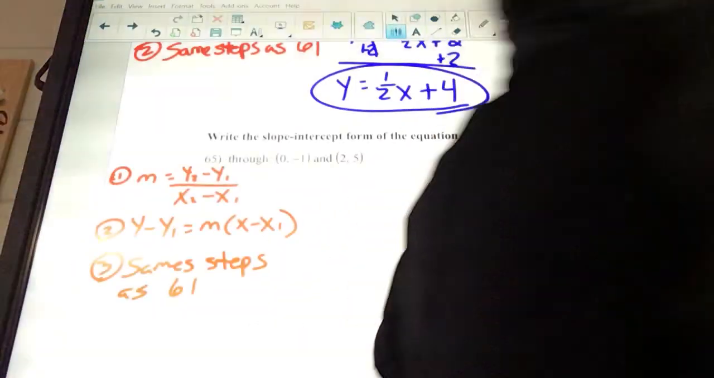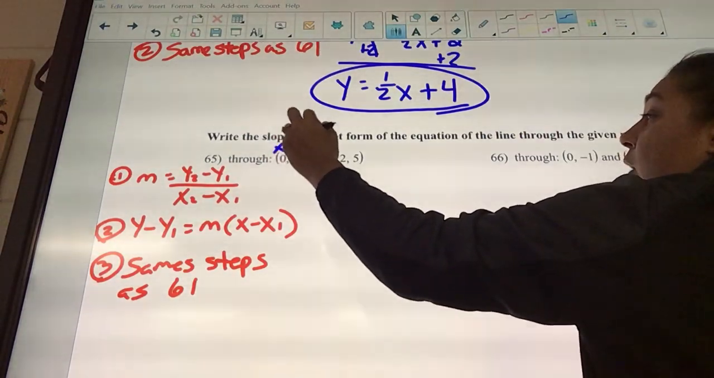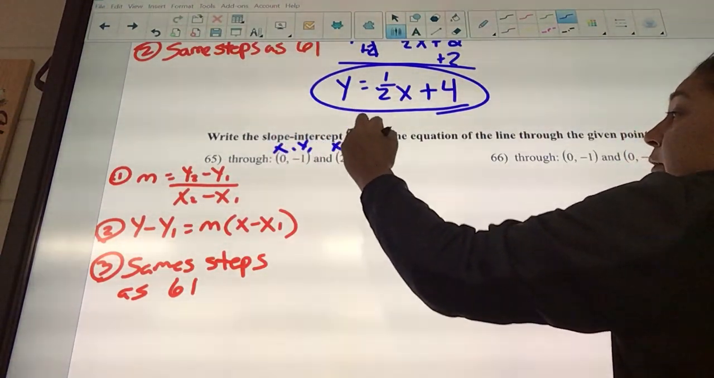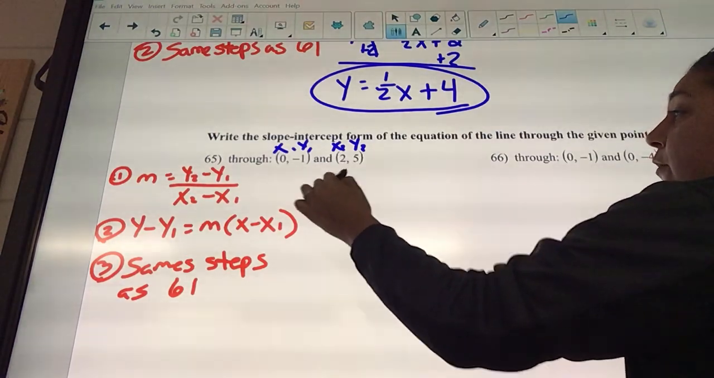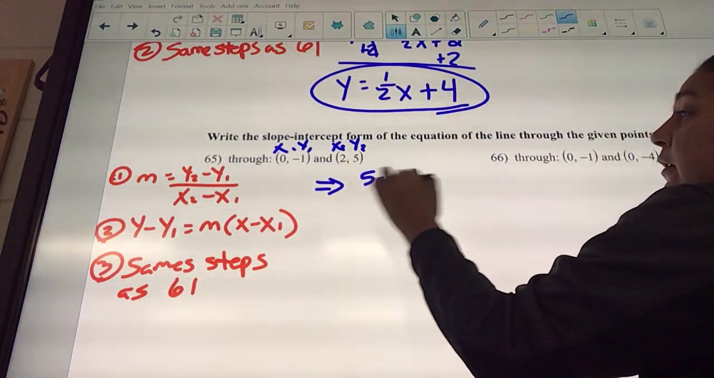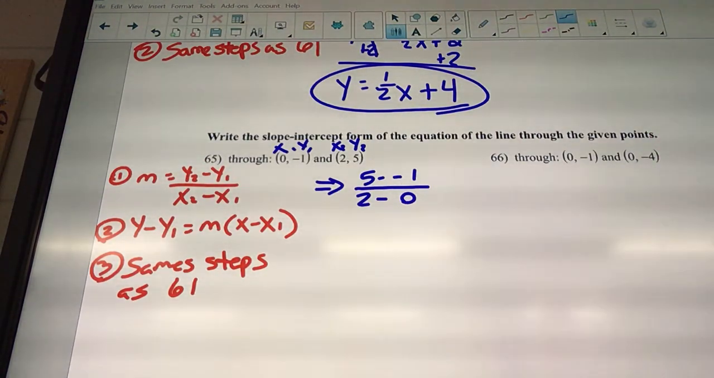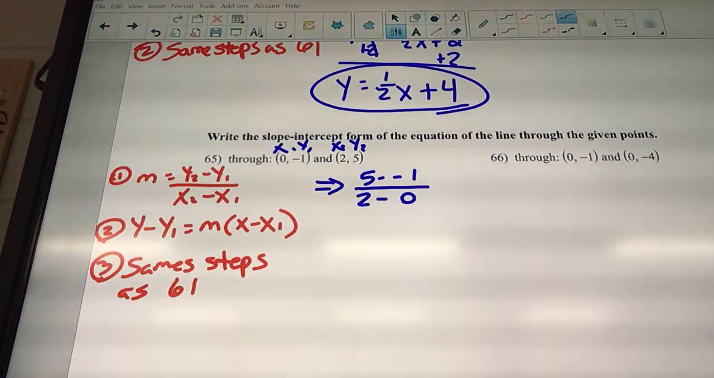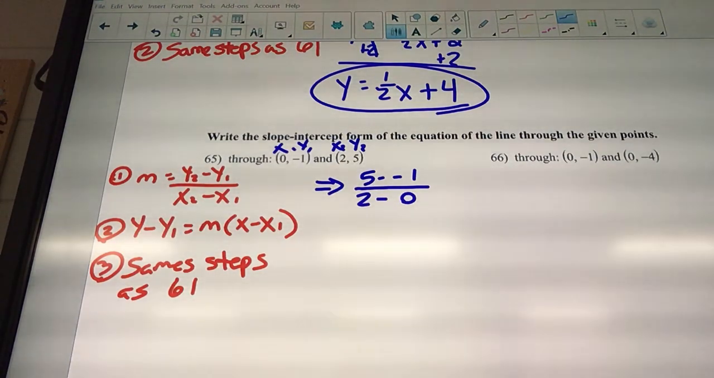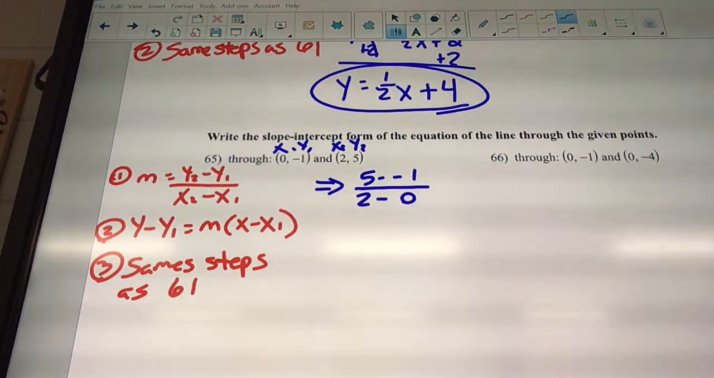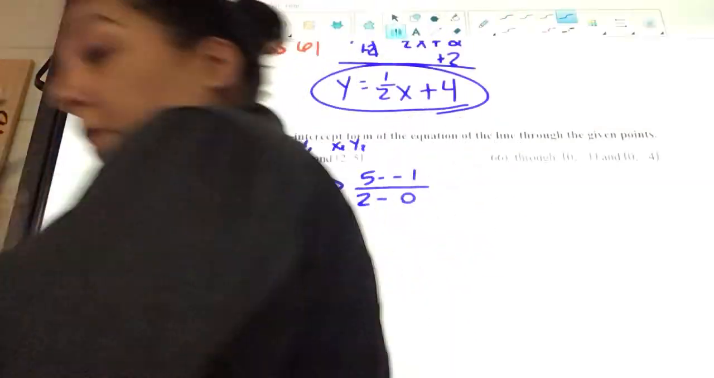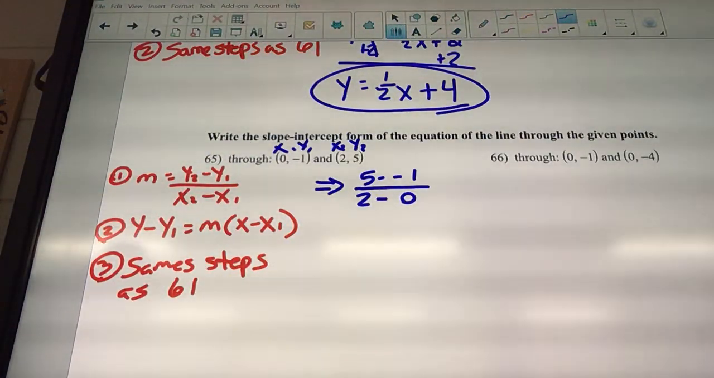Okay, and so we can go ahead and start to label. I got x1, y1, x2, y2. So for step 1, I got 5 minus negative 1 over 2 minus 0. Plug that in your calculator and see what you get. Okay, and you should have gotten a 3. And so the 3 is my m.